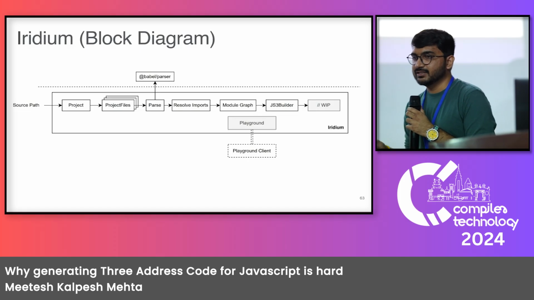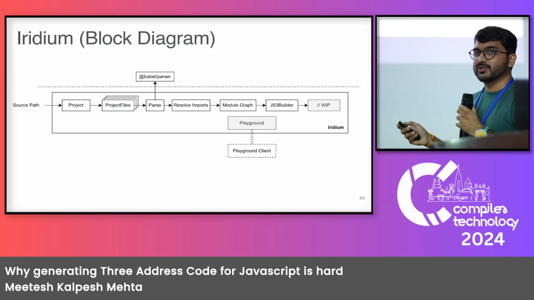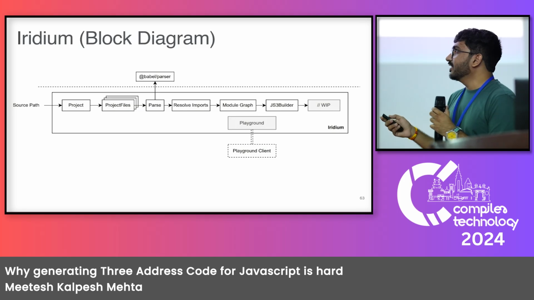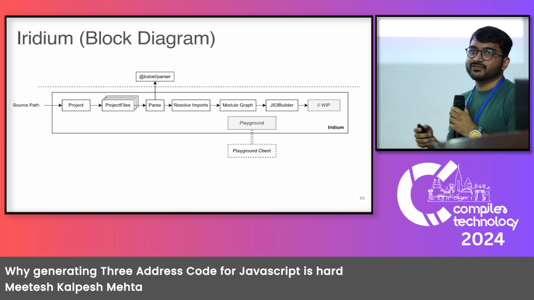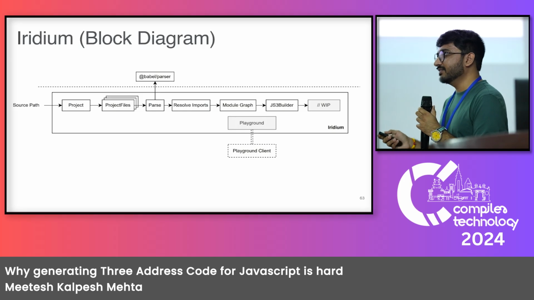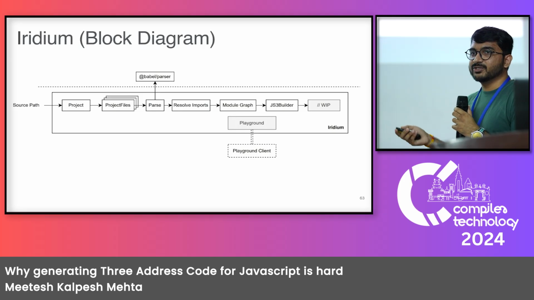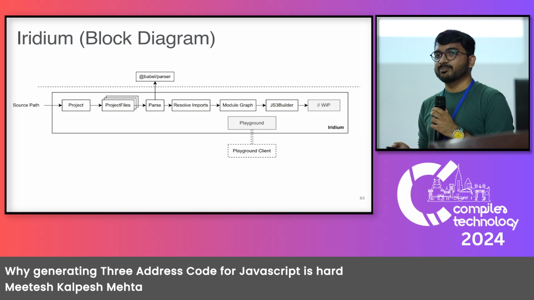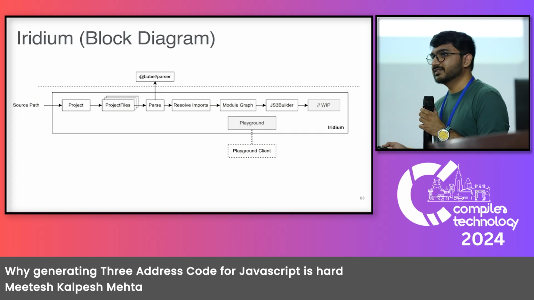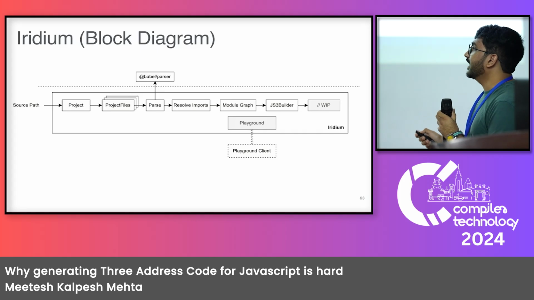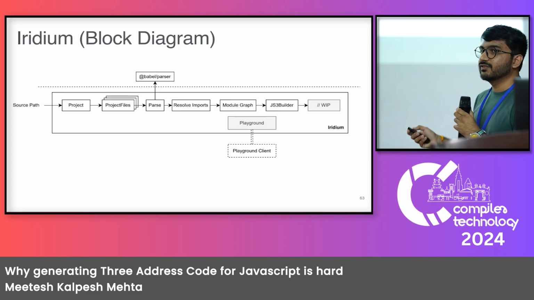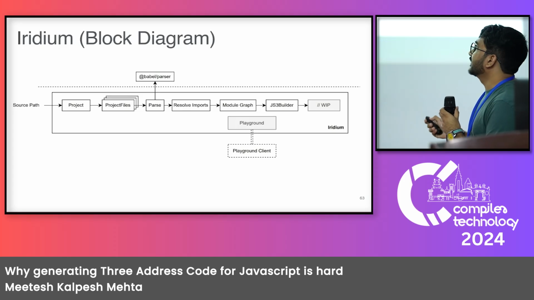So we take in different kinds of projects. We identify the different modes of operations in which each file may run. We then parse them using Babel. Babel is a popular standard JavaScript parser. And then we have different parsers to resolve imports and generate module graphs.